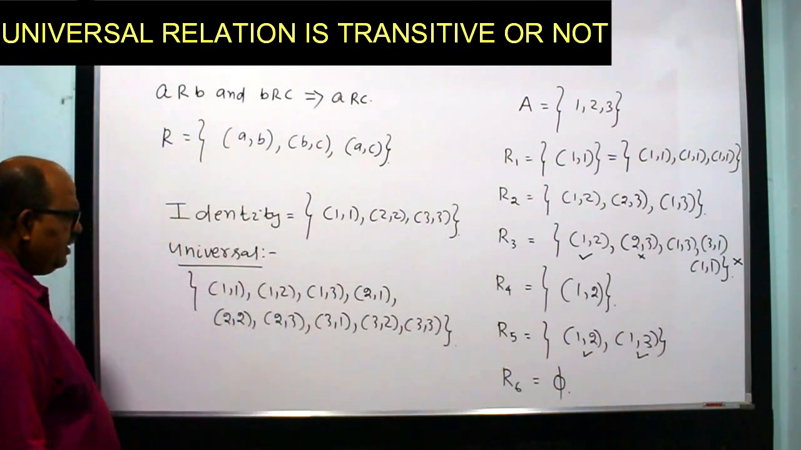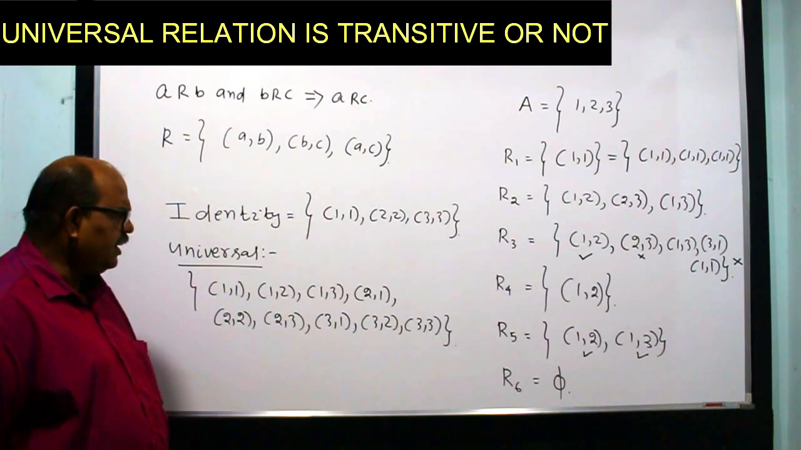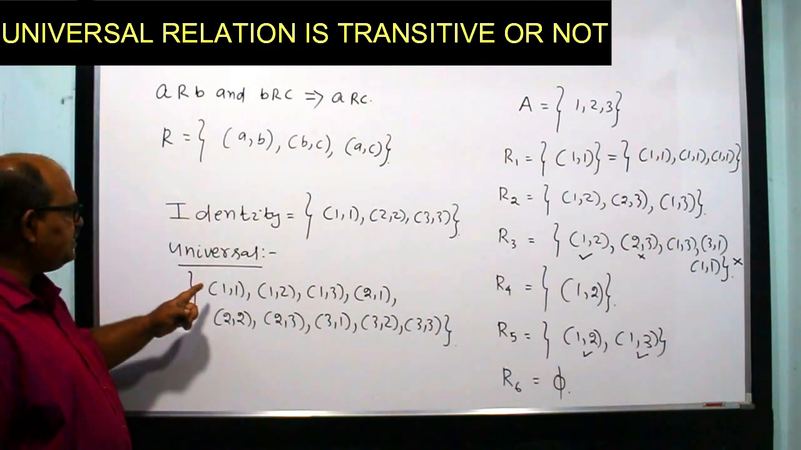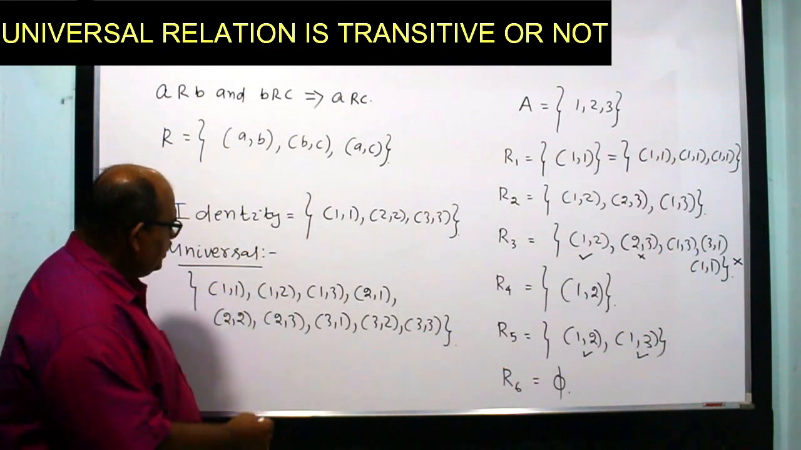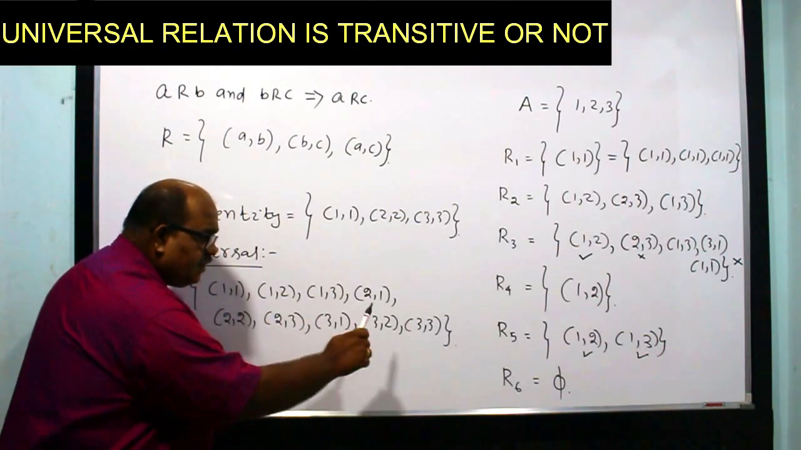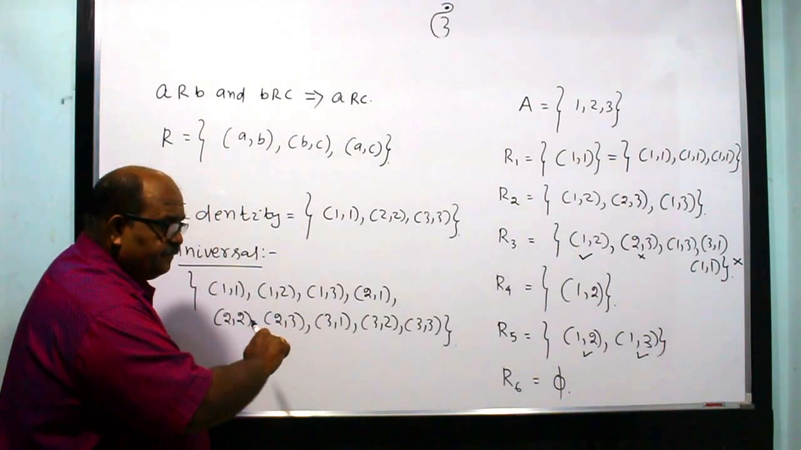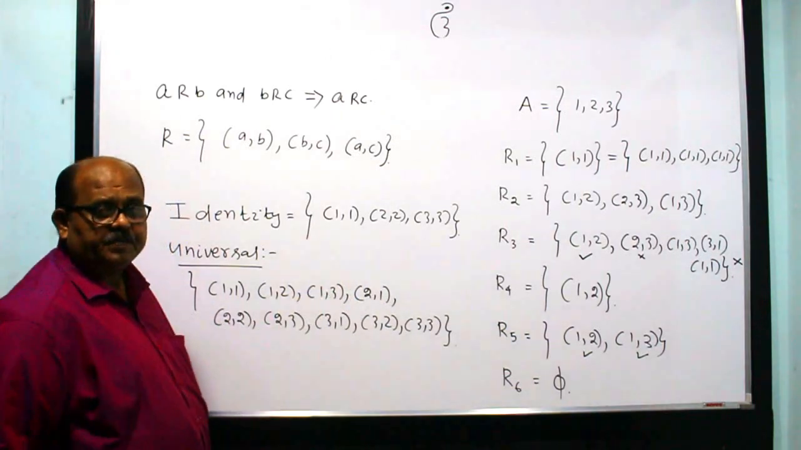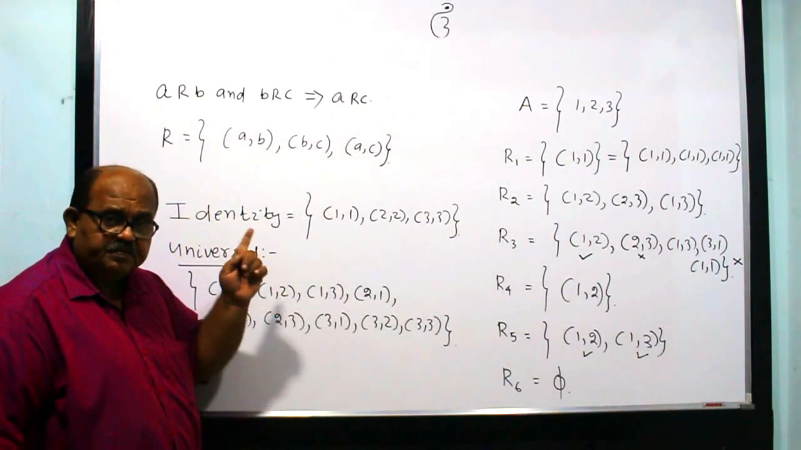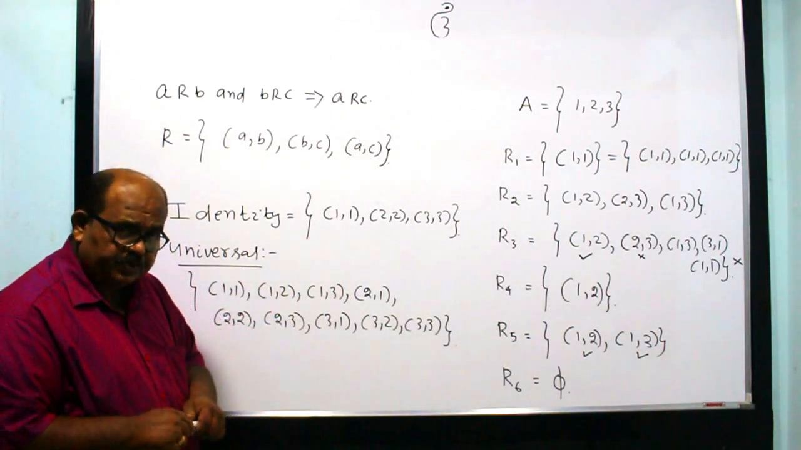This is A into A, correct? Okay. Now let us check whether this is transitive or not. It means we have to check every ordered pair by linking with every other ordered pair.